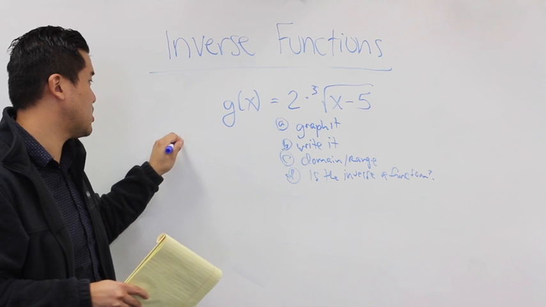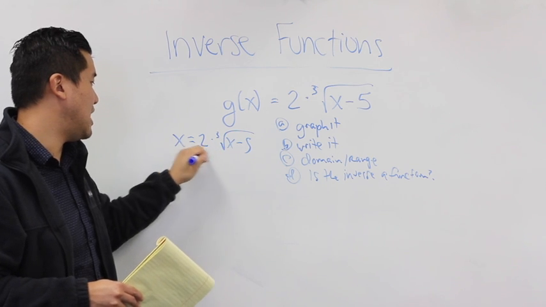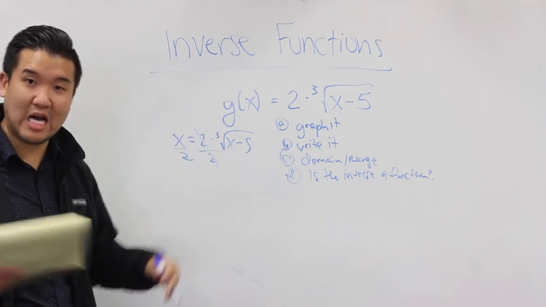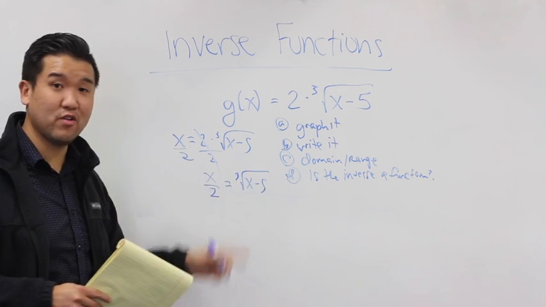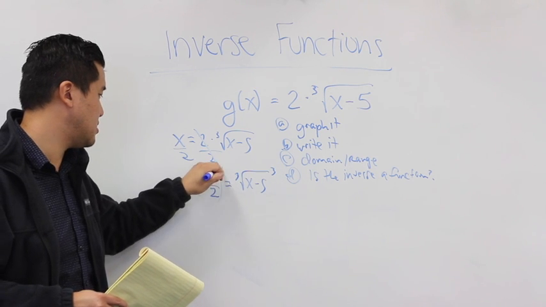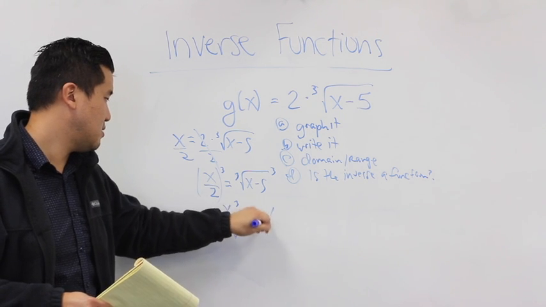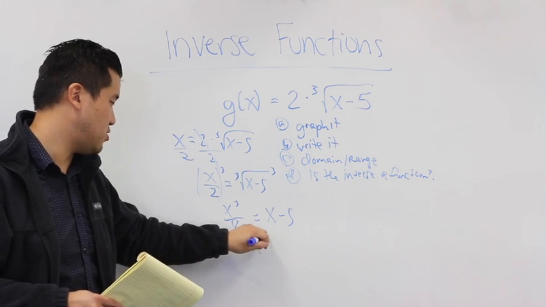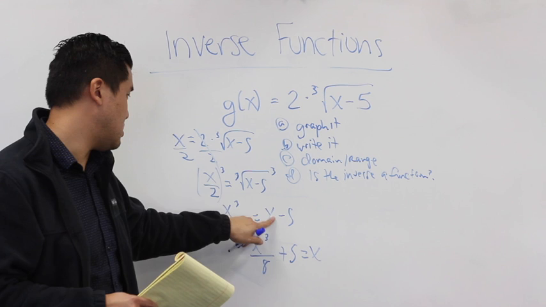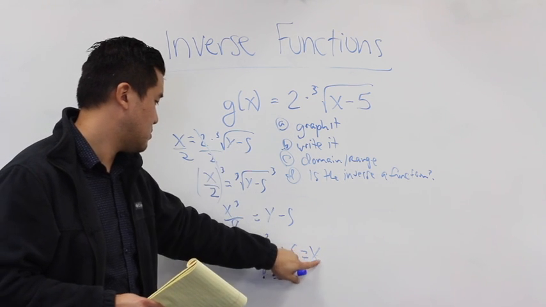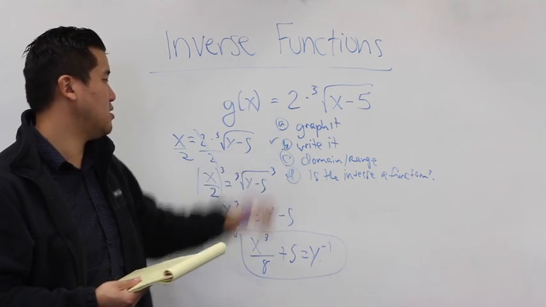All right, let's see. Let's write it first. So we're going to swap x and y. So we're going to divide by 2 first. You have to go outside in, so you divide by 2. How do you get rid of a cube root? You cube both sides. So you have x cubed over 2 times 2 times 2, which is 8. And you're going to add 5. So essentially you have that as my equation. It should be y, sorry. This is my equation. So that's write it.